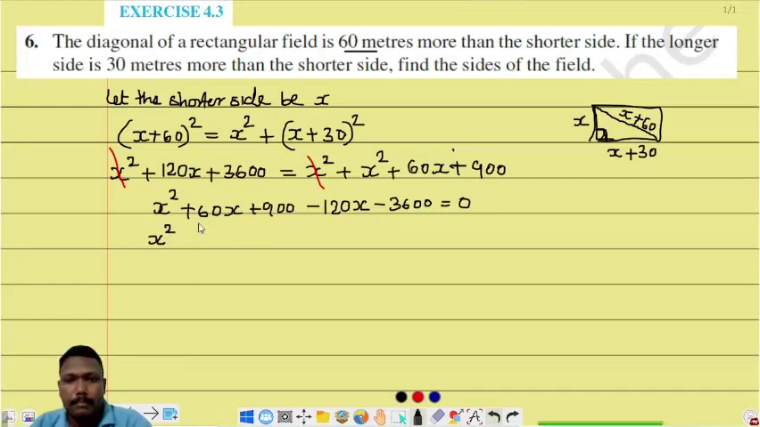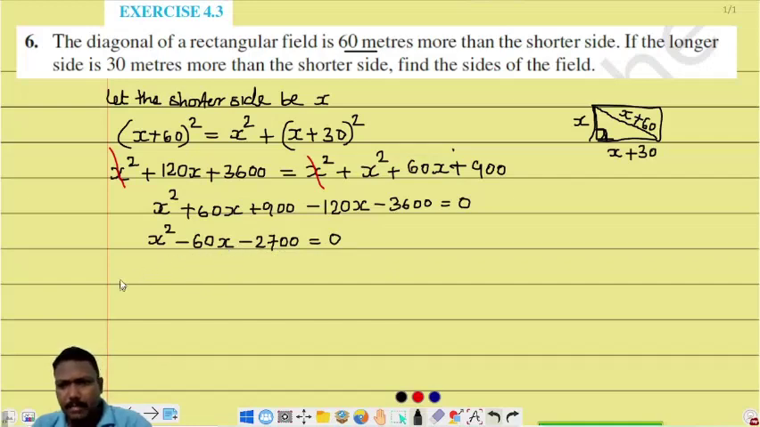Now look here, 60x minus 120x, that you can add, then you will get minus 60x. And similarly 900 minus 3600: subtract like this, 36 minus 9. What is 36 minus 9? It is 27. So you can write here minus 2700 is equal to 0. Now you got a quadratic equation.